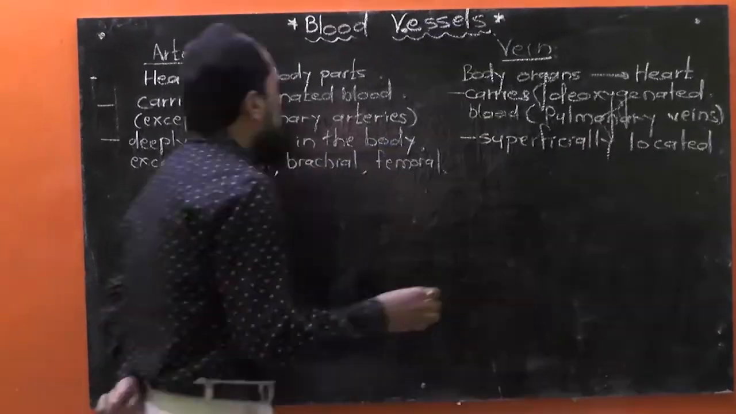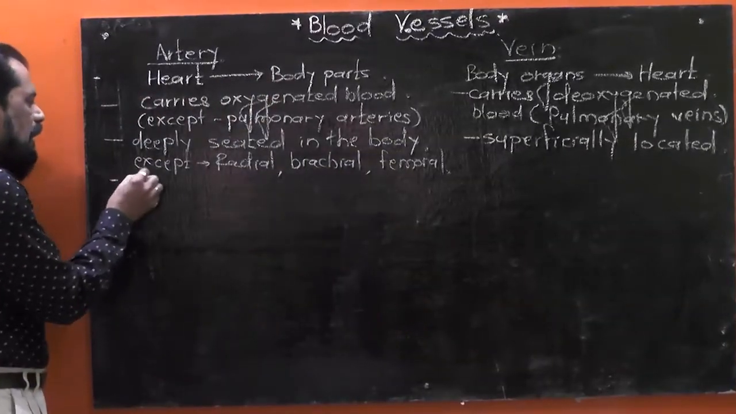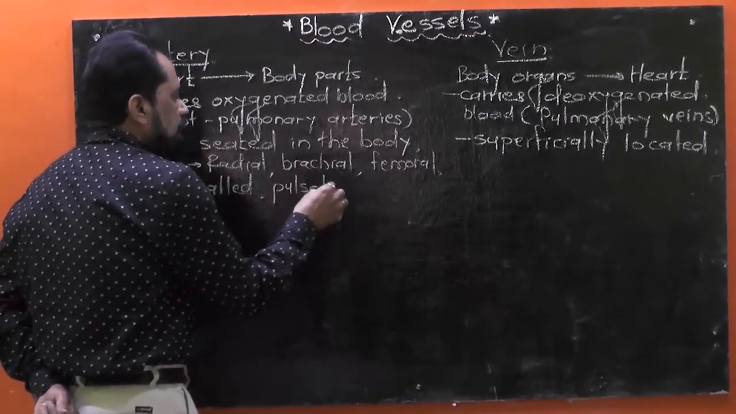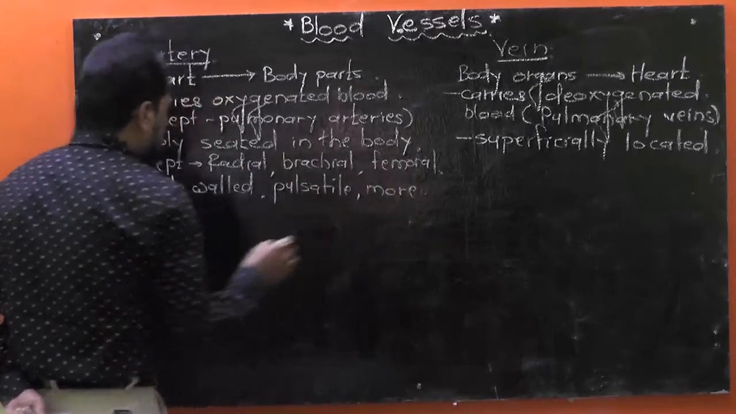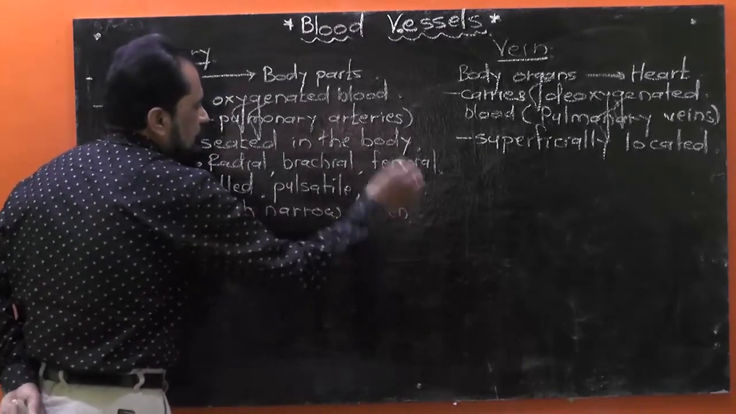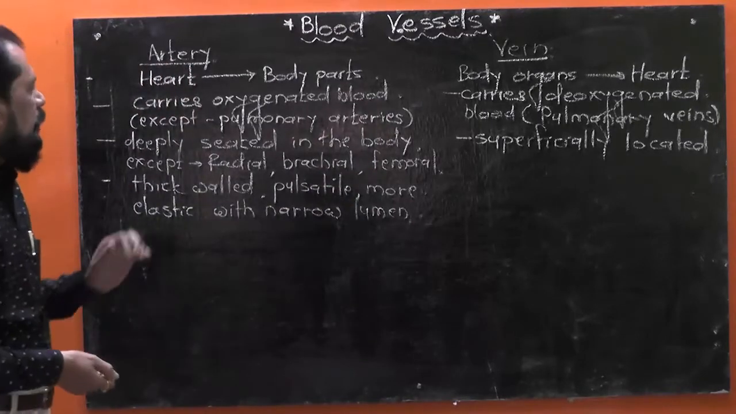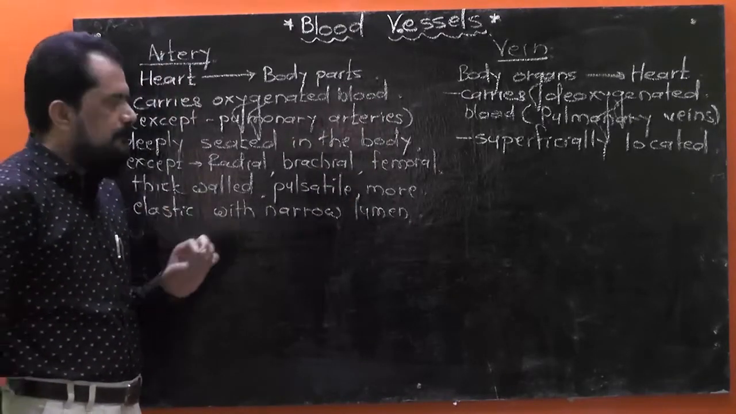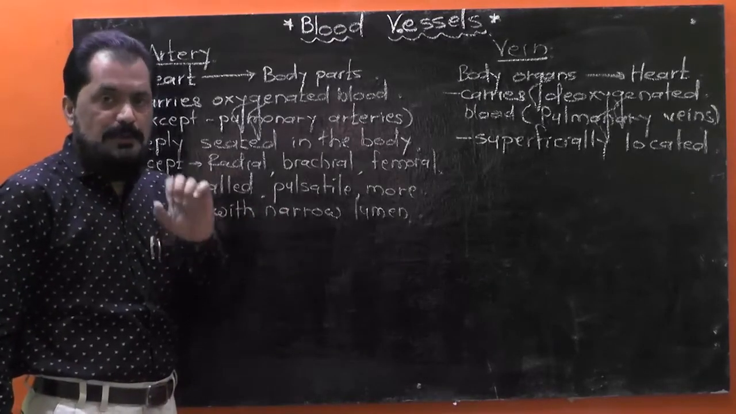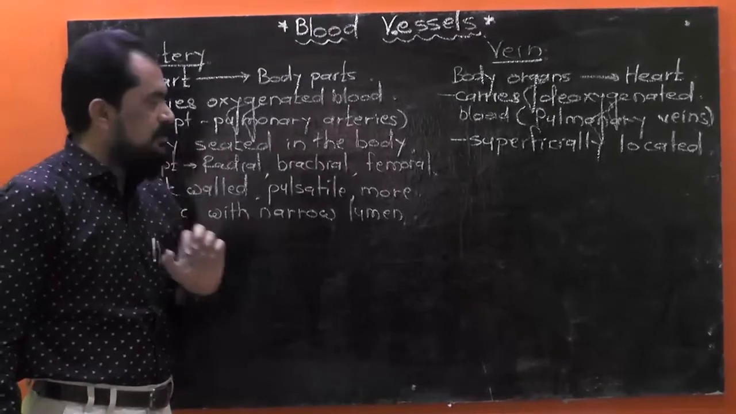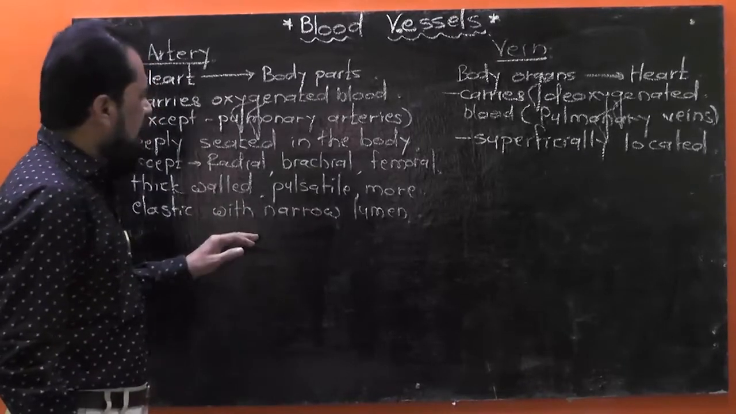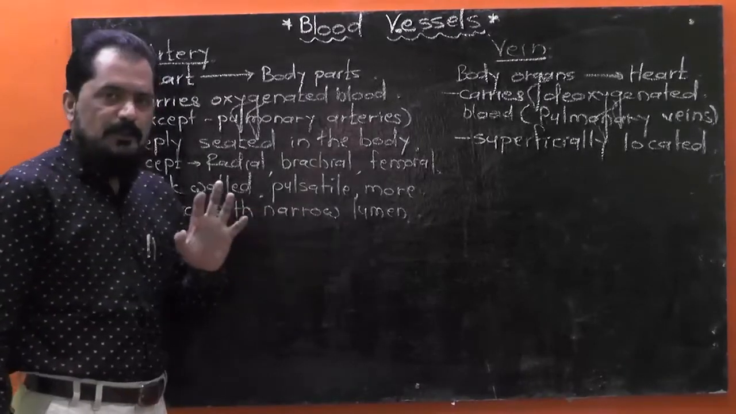Superficially located. The arteries are thick-walled, pulsatile in nature, more elastic, with narrow lumen. Listen, I said that the wall of artery is quite thick, muscular, pulsatile. Pulsatile in the sense it has ability to undergo constriction and dilation. It is more elastic. Why? I will tell you after a few minutes. And its lumen is comparatively narrow.